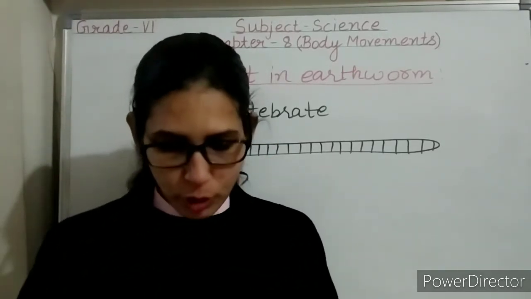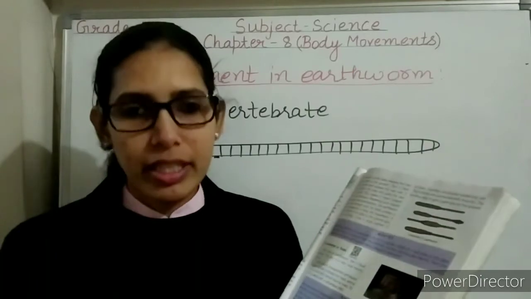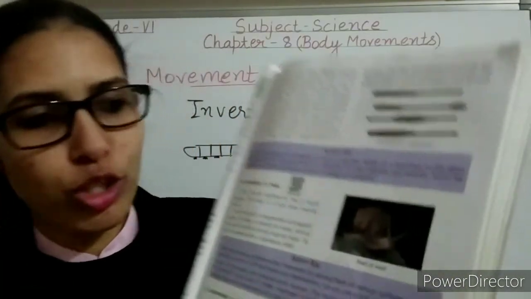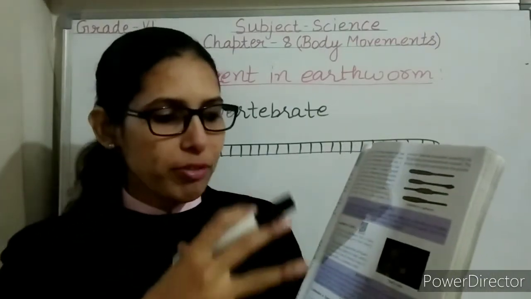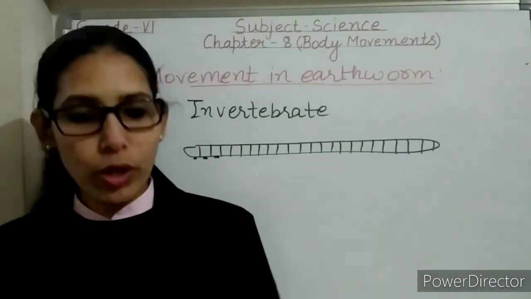Now, the next is locomotion in the snail. If you will see in your book, snail has been shown here. You can see the body of the snail is not segmented. Its body consists of a head, tentacles, as you can see here, and a thick muscular foot. On the top of the body, you can see a shell-like structure, which protects its body from danger and cold.